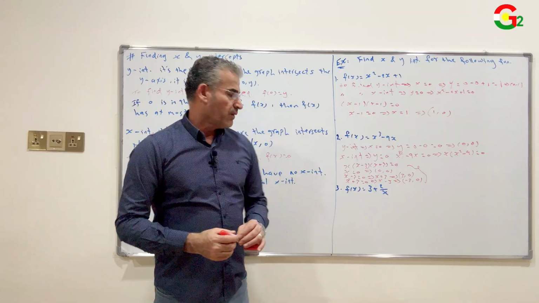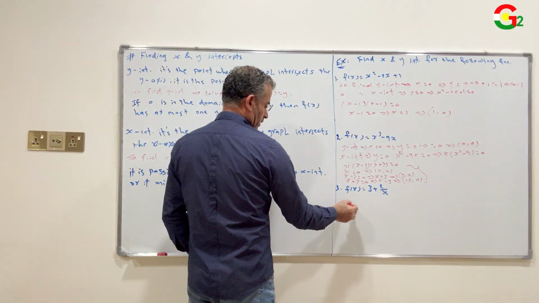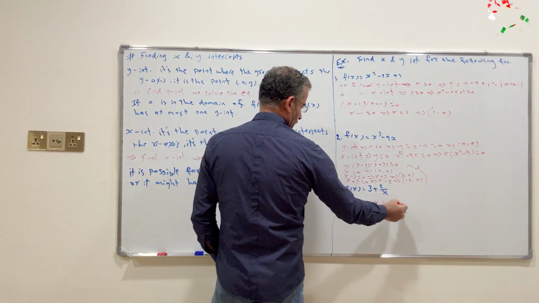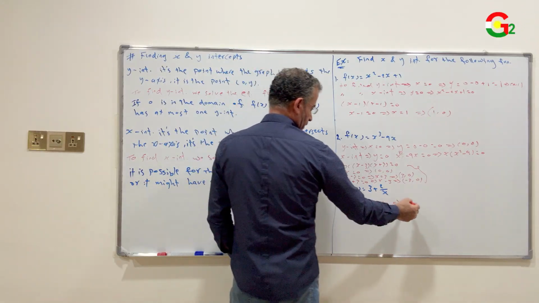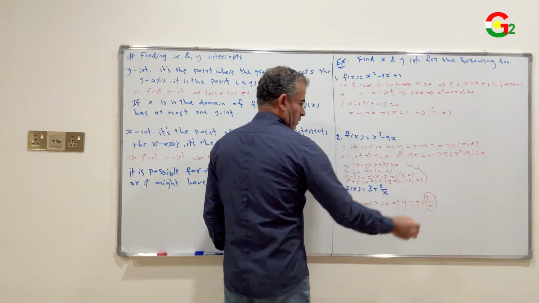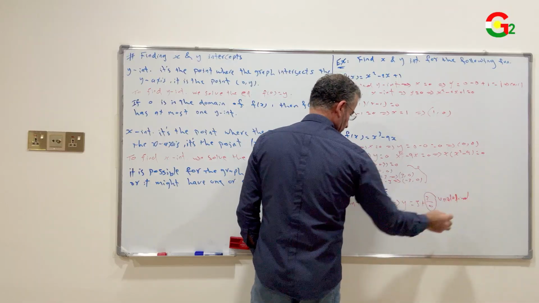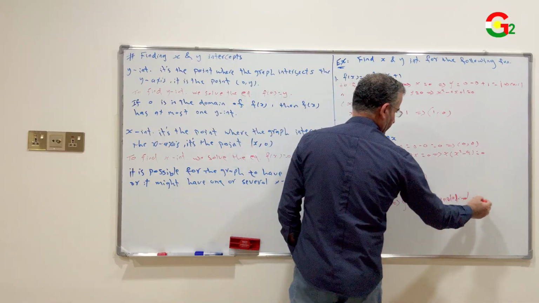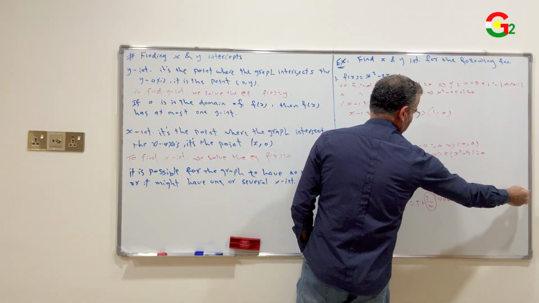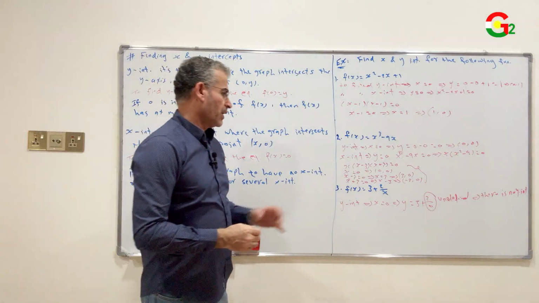Example number 3, f(x) equals 3 plus 2 over x. To find the y-intercept, we set x equals 0 and solve to find y. y equals 3 plus 2 over 0. 2 over 0 is an undefined term, then there is no y-intercept, since I get an undefined term in the equation.